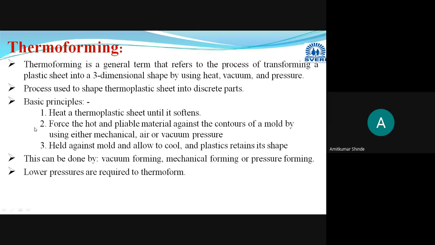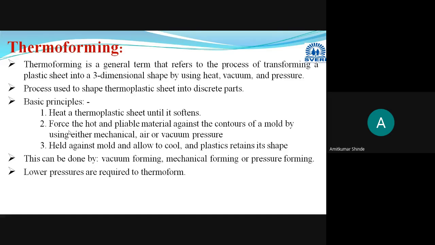In the second step we apply the force, and in the third step the material is allowed to cool. After cooling, that material will acquire the desired shape and size, and we will end up with the final product.